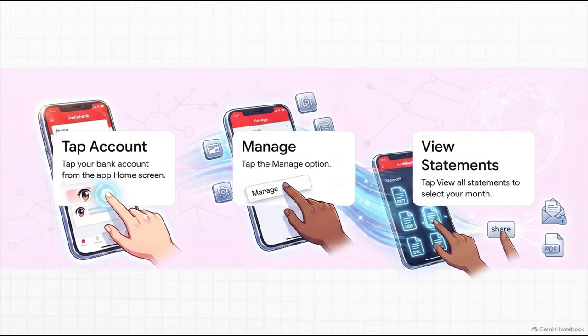But hey, what if you're on the go using your smartphone? The Scotiabank app makes it just as accessible. Log in, tap your account right from the home screen, and hit Manage. Then just tap View All Statements. You can easily scroll, pick the exact month you need, and just use your phone's Share button to save the PDF or email it securely to your accountant.